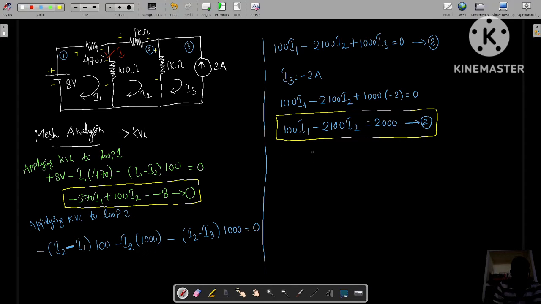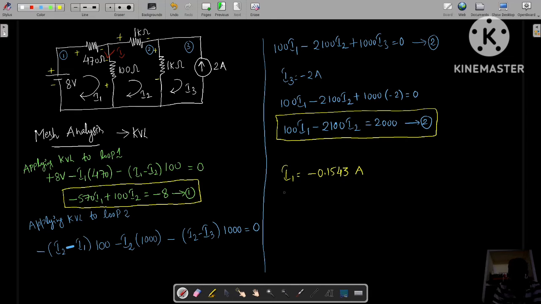When you solve these two equations, you will get your answer as I1 is equal to minus 0.1543 amperes. So I am taking, after decimal, up to 4 digits. I am rounding up to 4 digits.